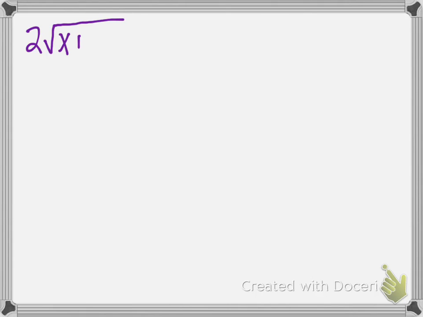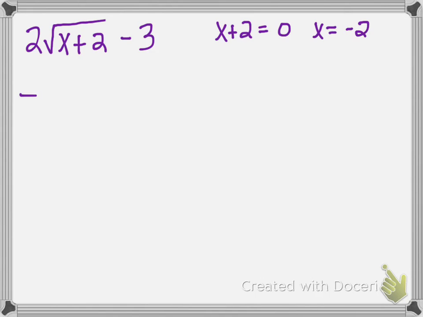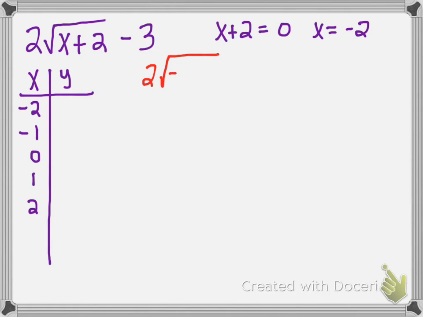So if this is our function, okay, what's inside the radical is x plus 2, so we're going to set that equal to 0. I get x by itself. That is the first number I'm going to use on my xy table, and I'm just going to pick the first 4 numbers after that. So negative 1, 0, 1, and 2.